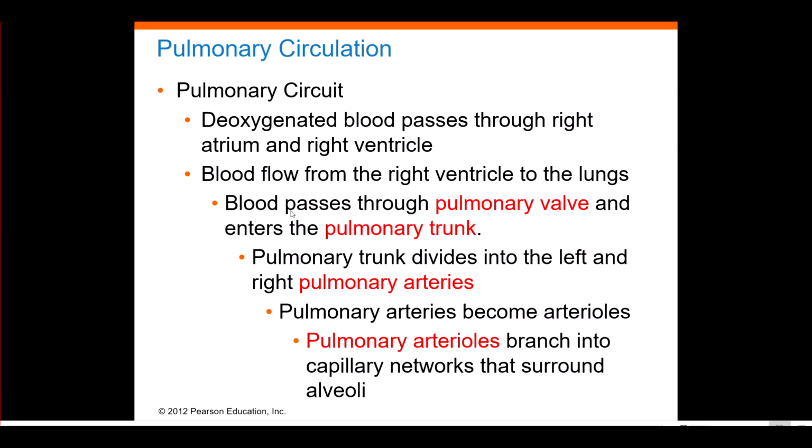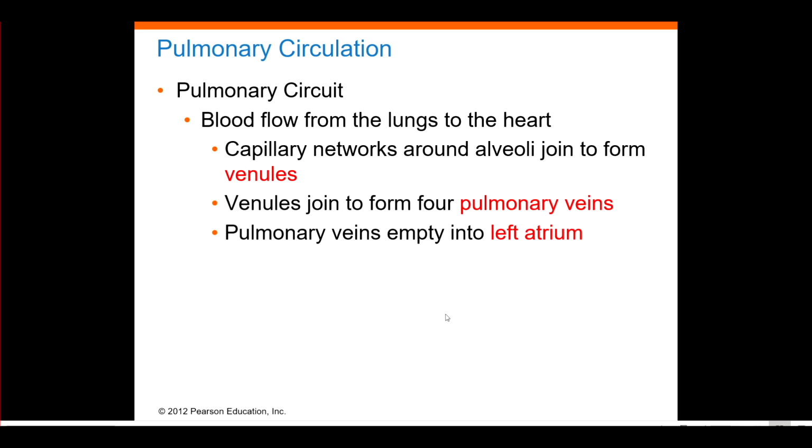Okay, so once the blood enters the pulmonary trunk after passing through the pulmonary valve, the pulmonary trunk, again, a trunk tells you it's going to divide, is going to go into the pulmonary arteries. Now, the pulmonary arteries in the lungs get smaller and smaller and smaller until they become microscopic, and then we call them the pulmonary arterioles, and they're going to feed blood to the capillaries that surround the alveoli.